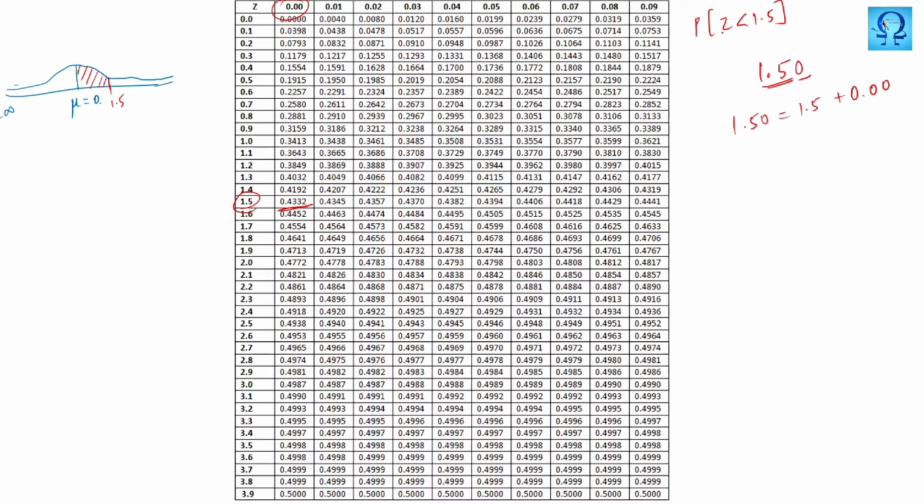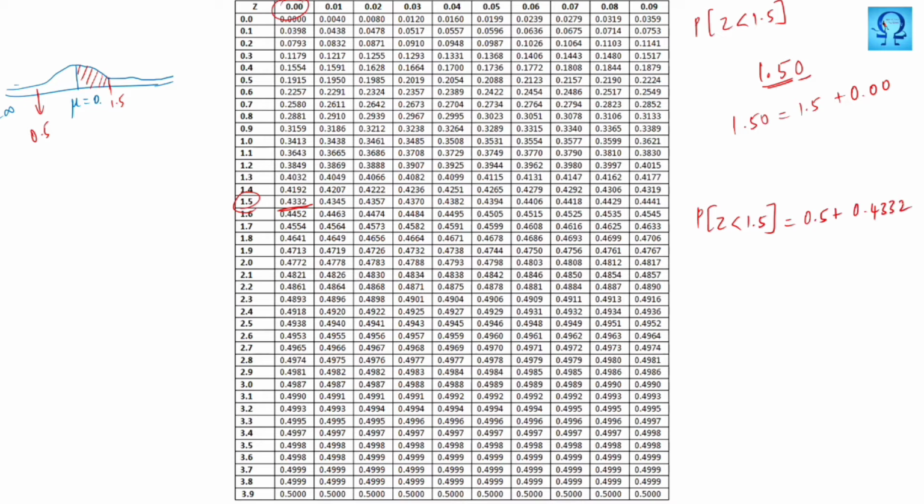But whenever they say probability of z smaller than 1.5, your table is giving values only from 0. Here the total area is 0.5 from minus infinity to 0, because it is symmetric. Symmetric means whatever is available from minus infinity to 0 is the same as that of 0 to infinity. So this is 0.5 plus the value that we have found from the table.